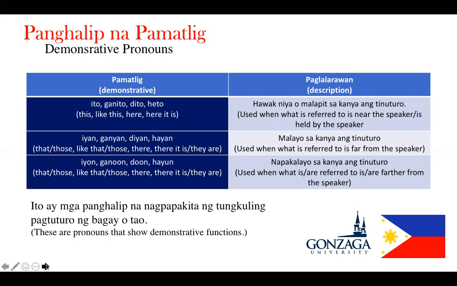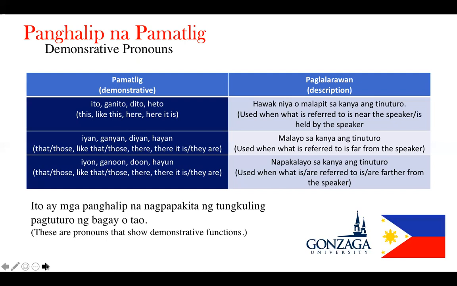Now, the second set of demonstratives that we have are those that have similar functions as iyan. So you already know how far iyan should be, right? When referring to something or someone. Aside from iyan, you can also use ganyan, which is the far version of ganito. Diyan or dyan, a far version of dito. And then hayan, a far version of heto. So just imagine replacing these words with ganyan, dyan, and hayan.